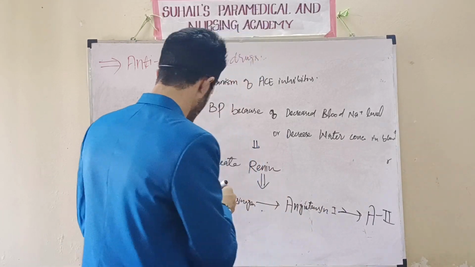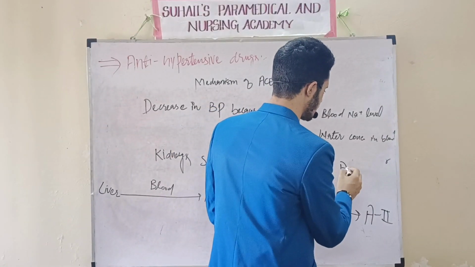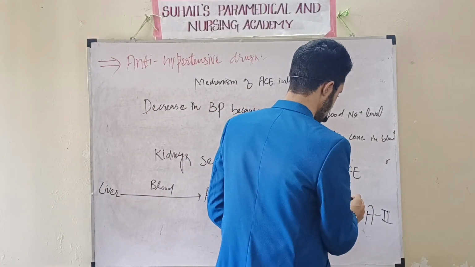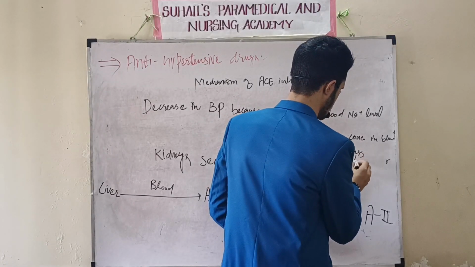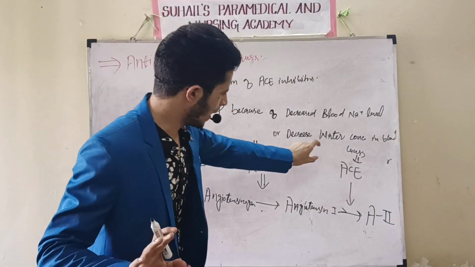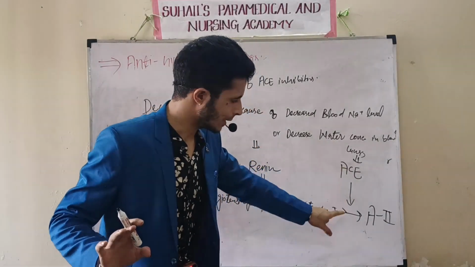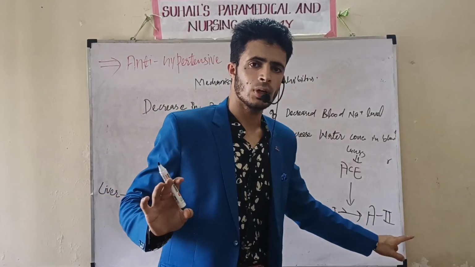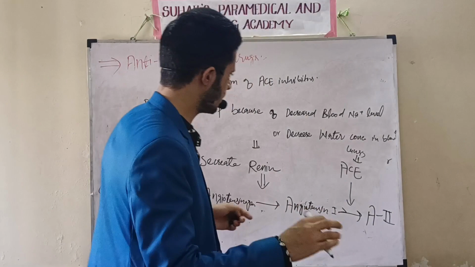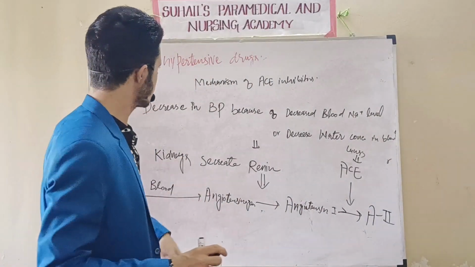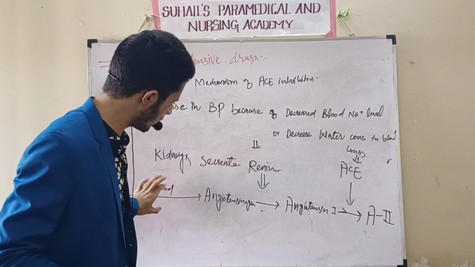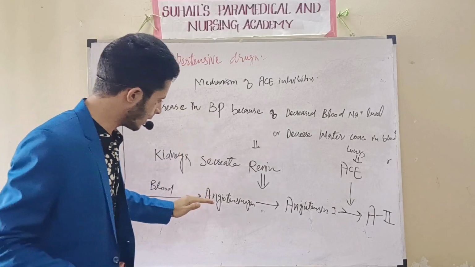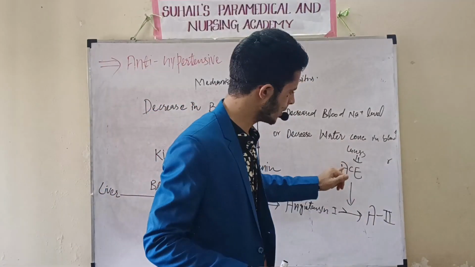Here the enzyme required will be angiotensin converting enzyme. It is produced by the lungs. It is also already present here. Lungs already produce angiotensin converting enzyme that has a role in the conversion of angiotensin first into angiotensin second. Remember, the only change is the production of renin. This was also already present. When renin is produced, renin converts this into this. This is converted into this by means of ACE.